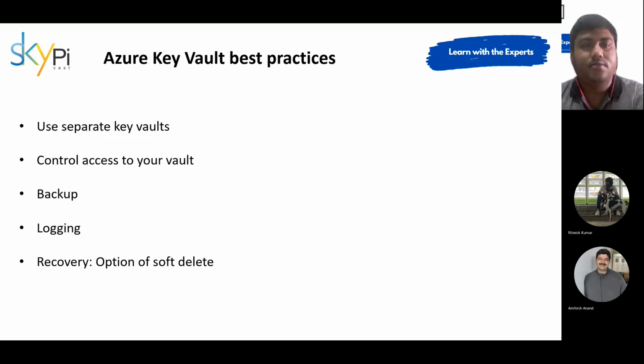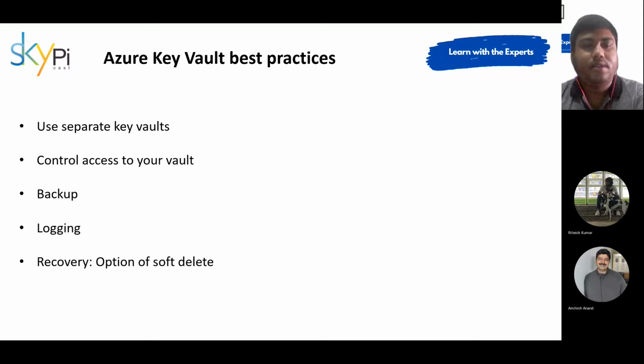Next is control access to your vault, so that it is not public. At least we have to authorize users, and only authorized users should be able to access the vault. Then we have backup, which is, let's say something gets deleted, we have an option to recover that. It also gives us an option of soft delete as a recovery option. And logging should be turned on, so that we can check who has accessed the secrets in a key vault and who has access to what.